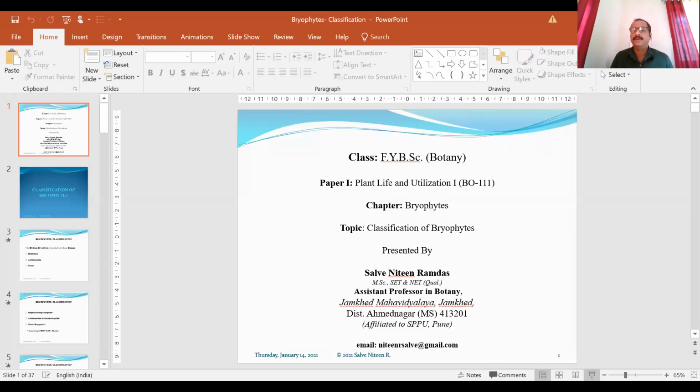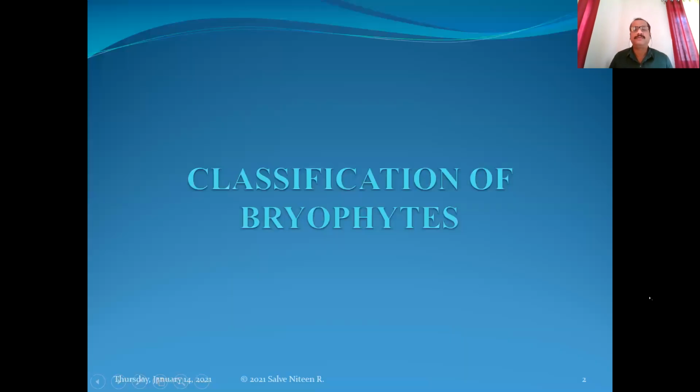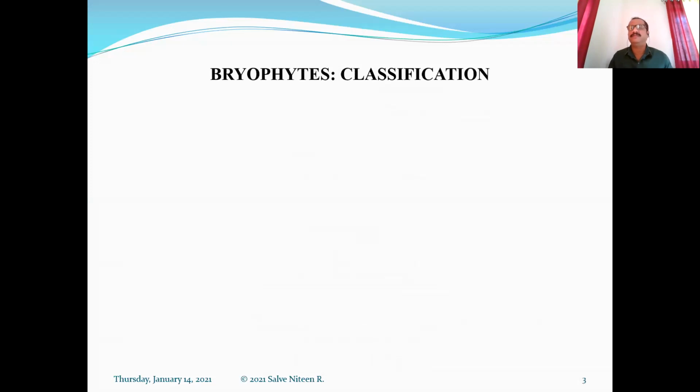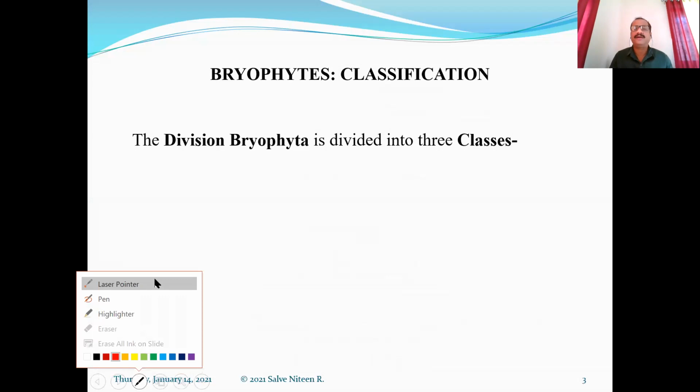Okay. Welcome back, you all. Today's topic of our discussion from this chapter of Bryophytes is classification of Bryophytes. As per your syllabus, we have to discuss the classification of Bryophytes proposed by scientist G.M. Smith in 1955. So we'll discuss that in brief. The division Bryophyta is divided by G.M. Smith into three classes.